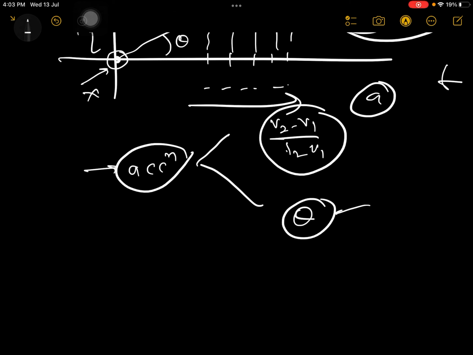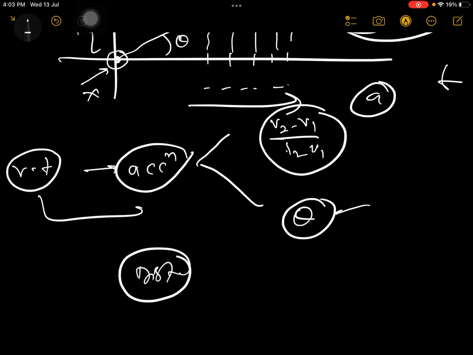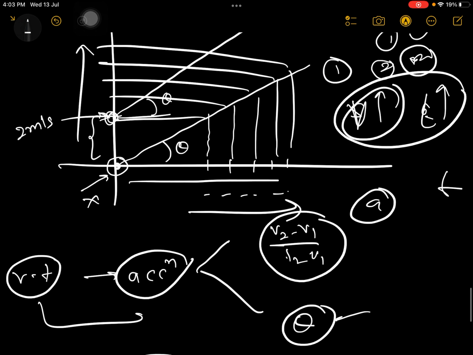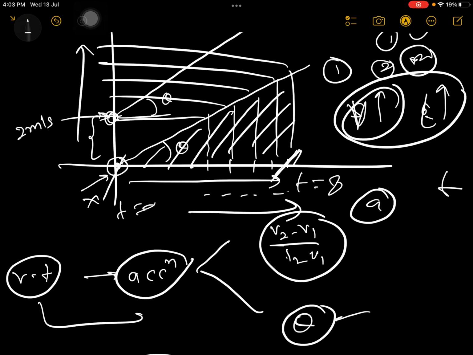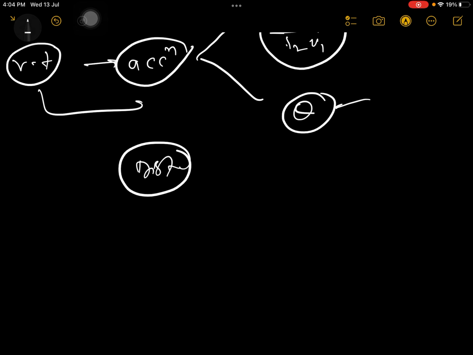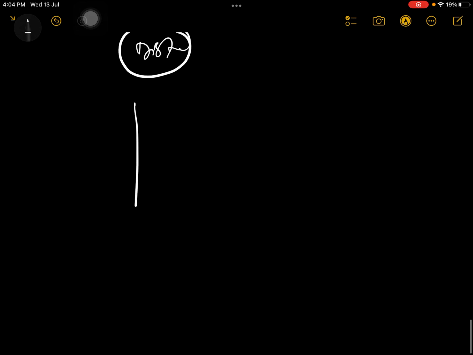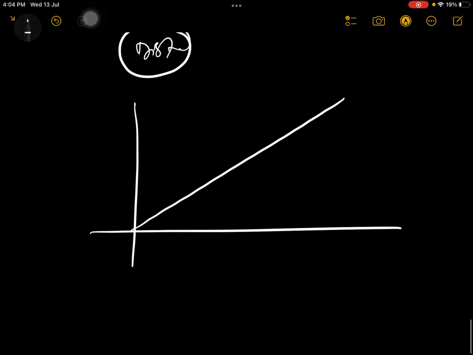Acceleration is nothing but the slope of the VT graph. You can find out acceleration. But if you want to find out distance from t equal to 0 to some t equal to 8 seconds, suppose this is 8 seconds, then you have to calculate this total area. How? Area of triangle, correct? You can find out distance, and I have already solved that. So this question you guys solve and comment.